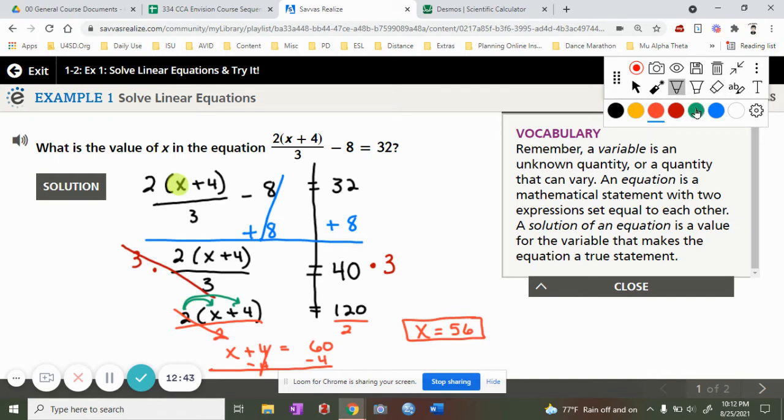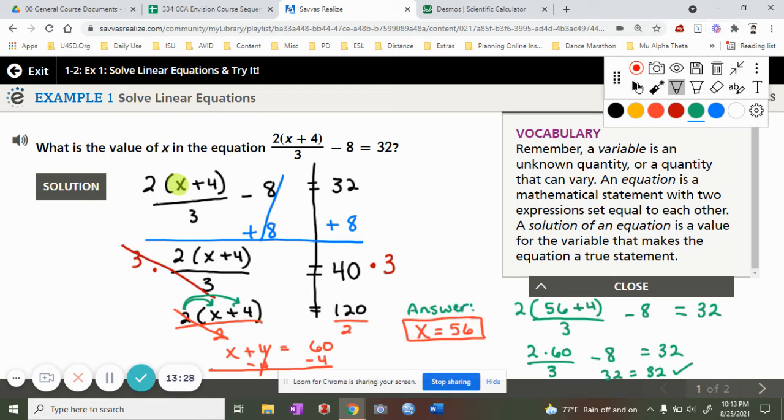Now, what I can do is go back and verify. If I do 2 times 56 plus 4, divided by 3, minus 8, will I get 32? So here I have 2 times 60 divided by 3 minus 8 equals 32. 120 divided by 3 is 40. 40 minus 8 is 32. So 32 equals 32. My answer checks. Okay.